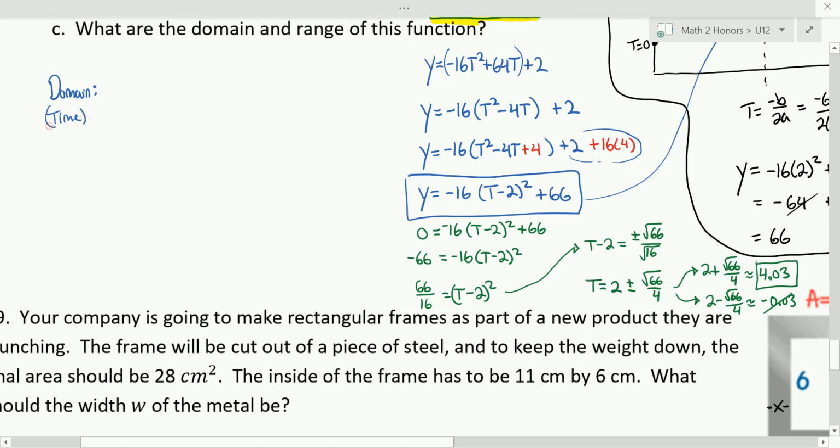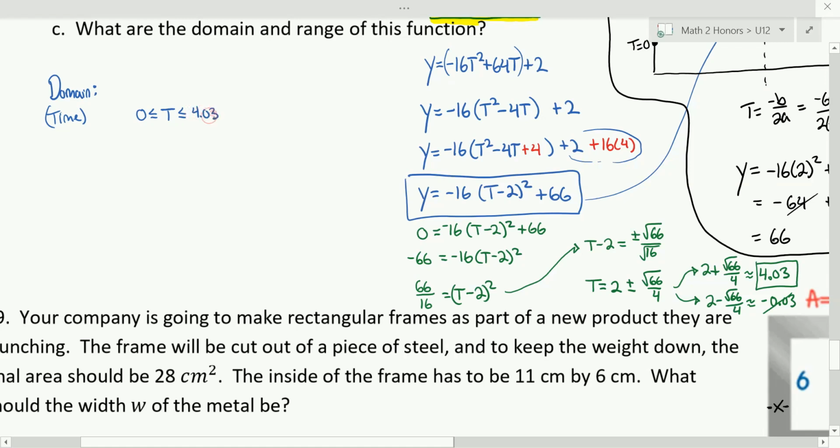And so what times would make sense to plug into this equation? From what to what? 0 to 4.03. Okay? Those are the only times that would make sense with our equation.